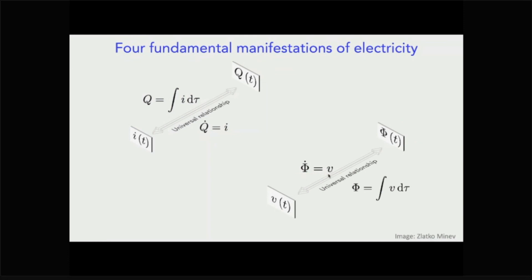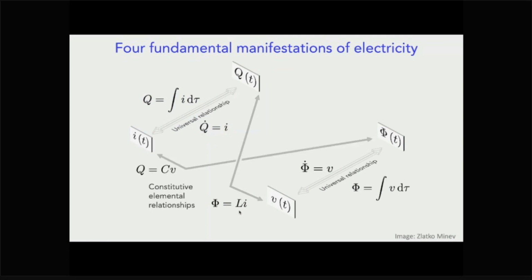We also learned that we can link all four variables and form a loop. This will be the loop of oscillations by introducing elements such as the inductor over here or the capacitor over here, which can link across the two branches. So the capacitive element links charge to voltage, and the inductive element links current to magnetic flux.